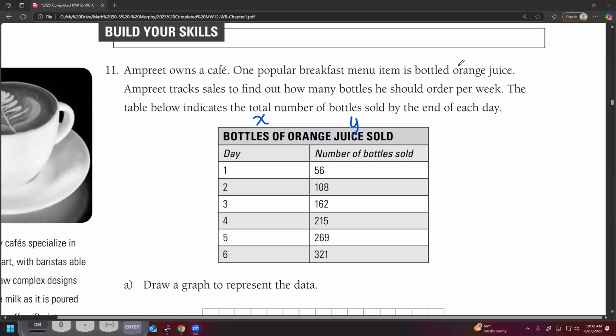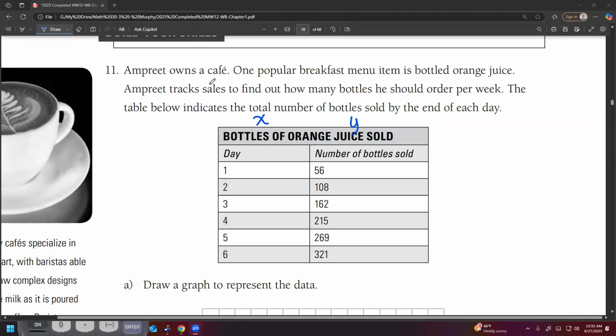Okay, this is Build Your Skills for Lesson 14, questions 11 and 12. So Ampreet owns a cafe. One popular breakfast menu item is bottled orange juice. Ampreet tracks sales to find out how many bottles he should order per week, and the table below indicates the number of bottles sold by the end of each day.